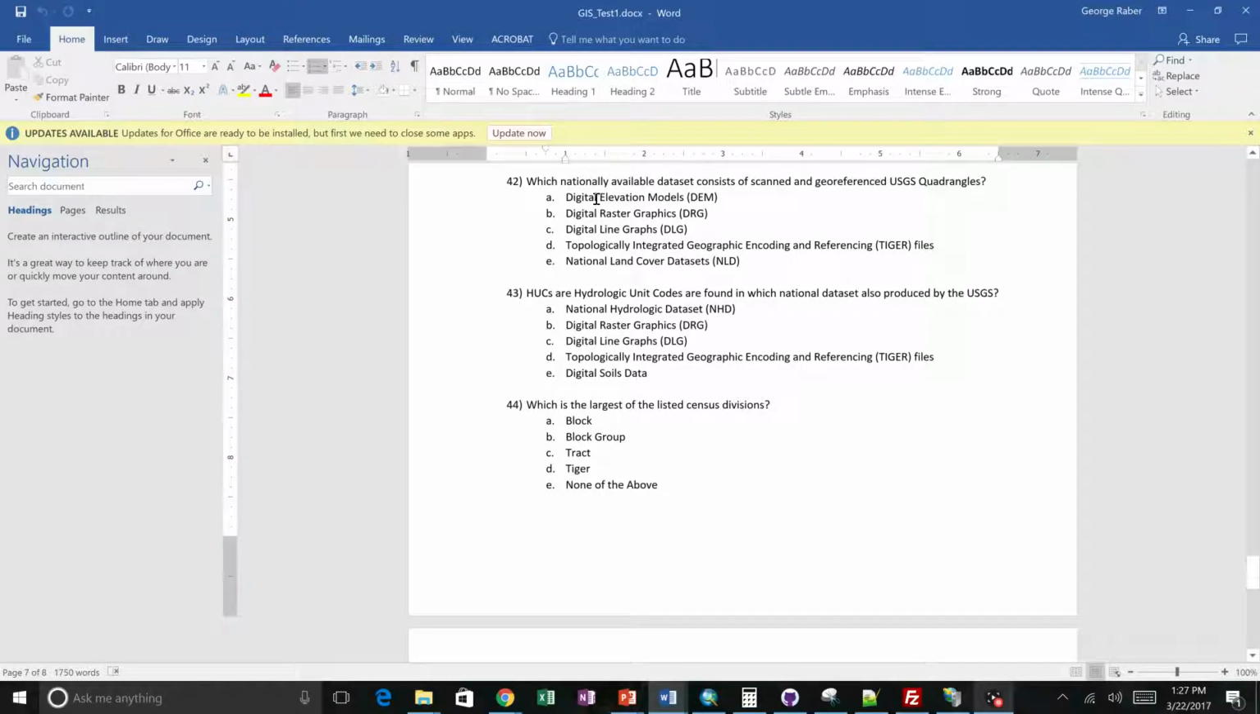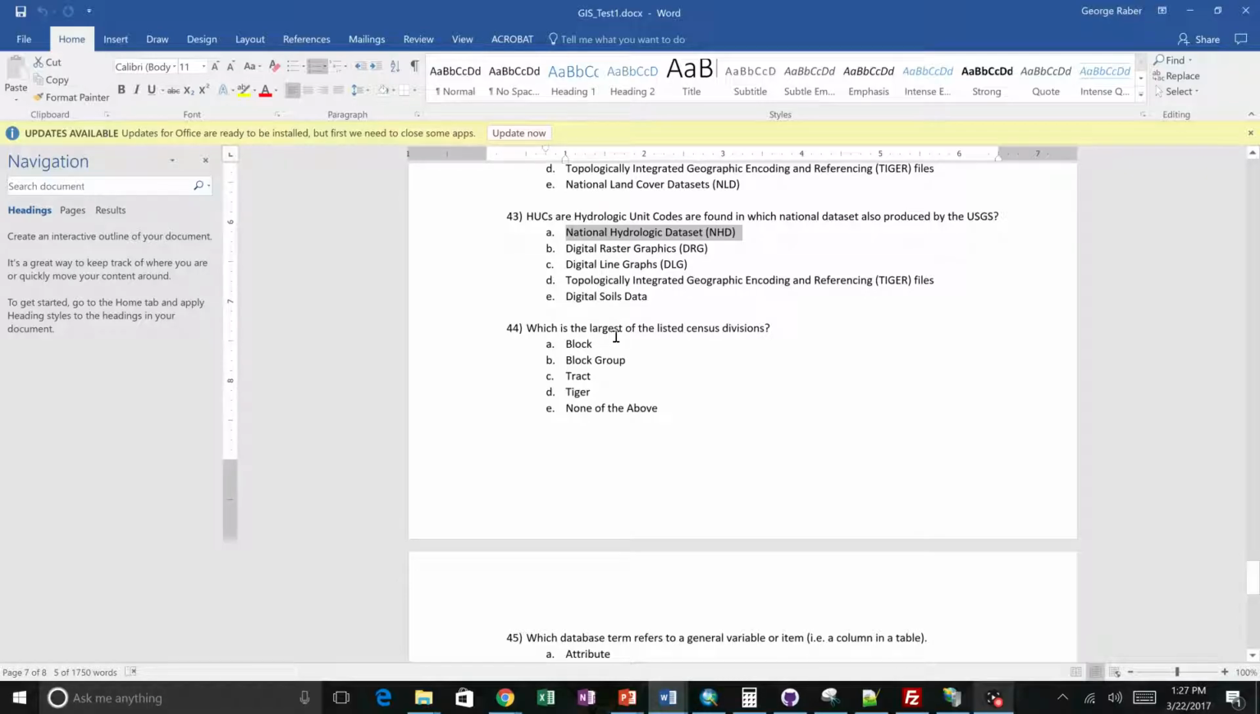42. Which nationally available data set consists of scanned and georeferenced USGS quadrangles? That is the scan and reference of digital raster graphics. That's what the key says. 46, the HUCs, where are they found? The HUCs are found in the National Hydraulic Data Set.